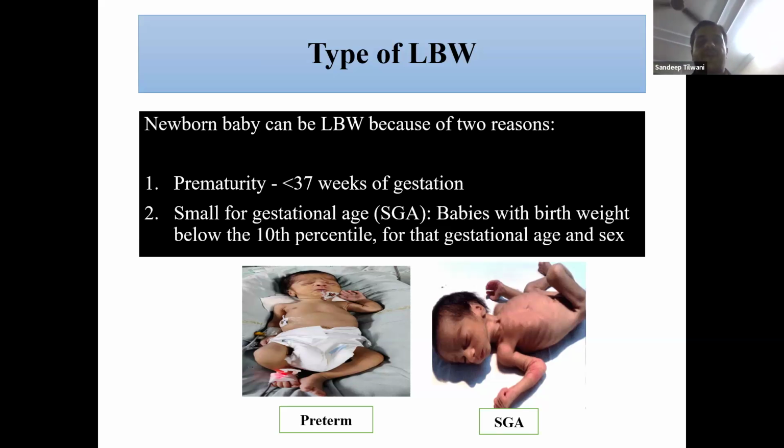Okay, so a newborn can be low birth weight predominantly because of these two reasons. One is a premature baby, that is a baby who is born at less than 37 weeks of gestation, and second is a baby who is born small for gestational age.